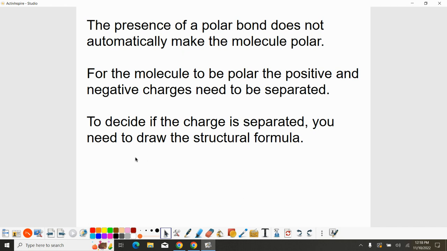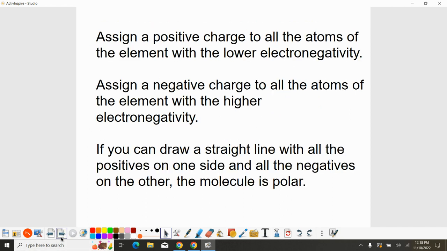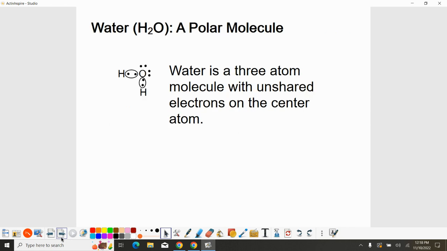To do the actual shapes, you have to look at the separation of charge. You have to draw the structural formula. You have to look for separation of charge. If you can separate the charge, then you can say it's a polar molecule. If you can't separate the charges, then you say it's nonpolar. The element with the lower electronegativity ends up being positive. The element with the higher electronegativity ends up being negative.